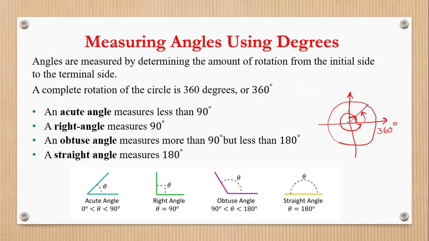If the terminal side is in the second quadrant, you will have an angle which is more than 90 degrees but less than 180 degrees. And these angles are called obtuse angles. And if the terminal side is exactly on the negative side of the x-axis, we will form a 180-degree angle, which is called a straight angle.